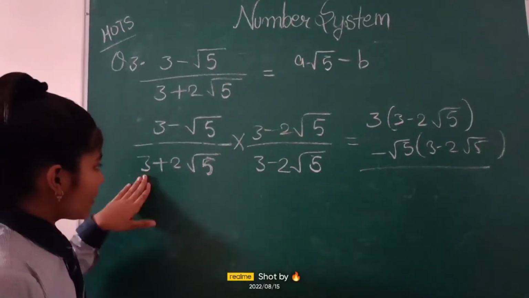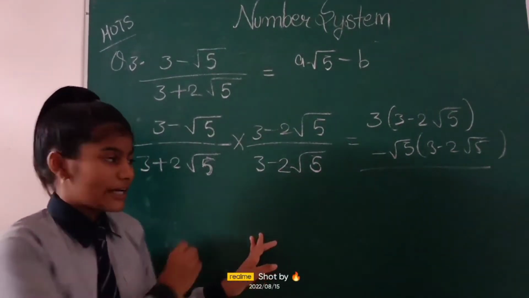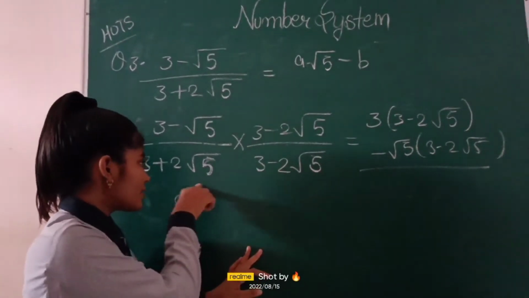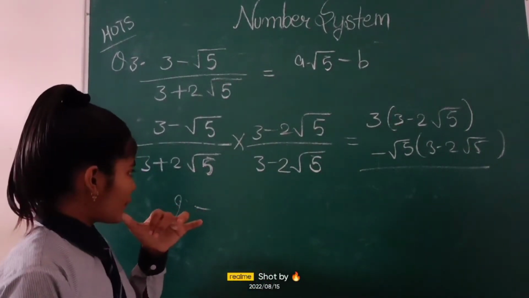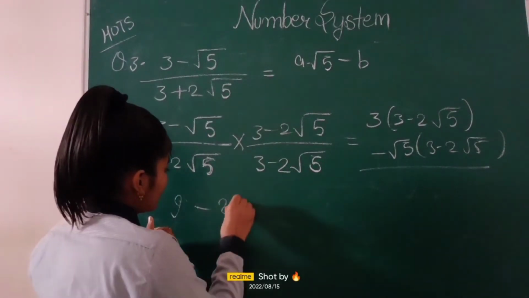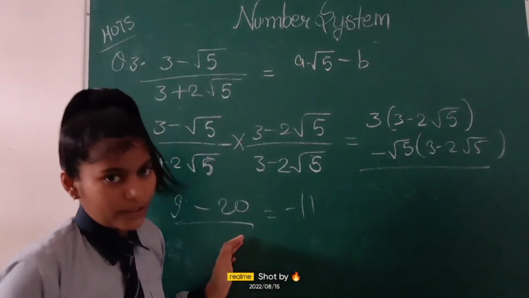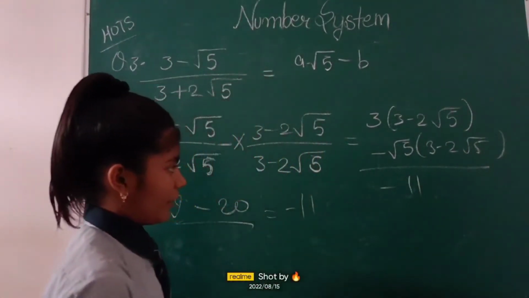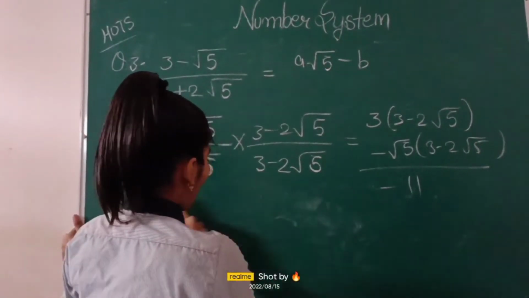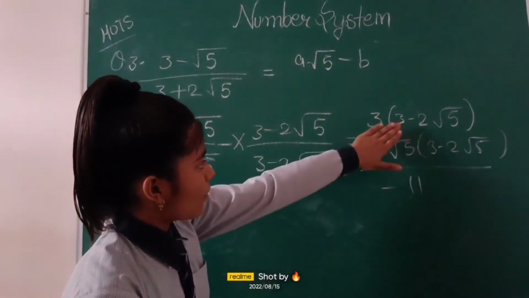In the denominator, see, this is (a plus b)(a minus b), means 3 square minus (2 under root 5) the whole square. 3 square is 9. 9 minus (2 under root 5) square. 2 square is 4, 4 into 5 is 20. Means this is 9 minus 20, which is minus 11. Right? So we will write minus 11 in the denominator. We got these values. Now solve this and we will get our answer. This is the required answer.